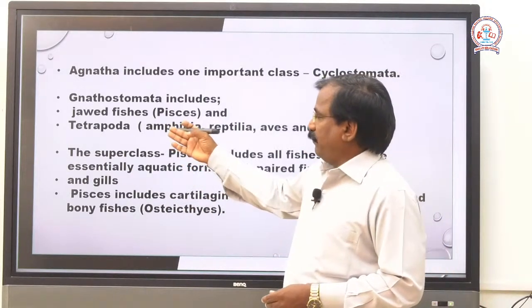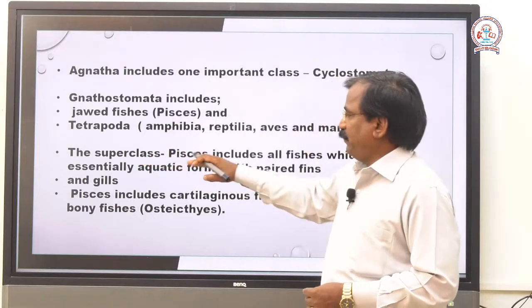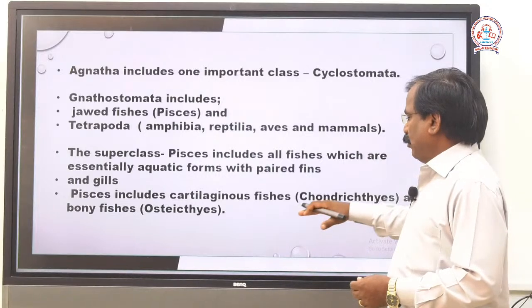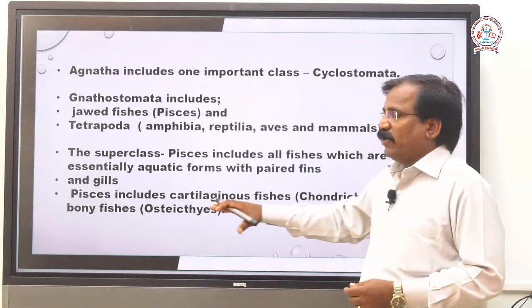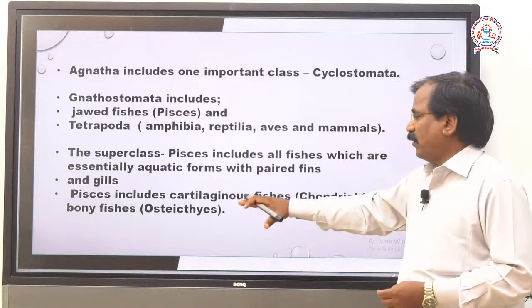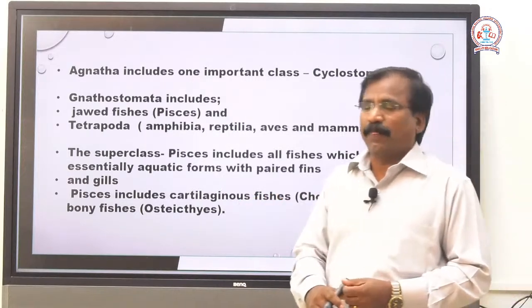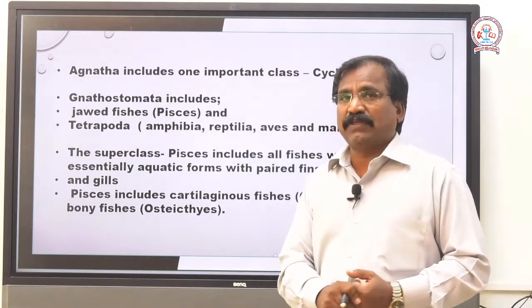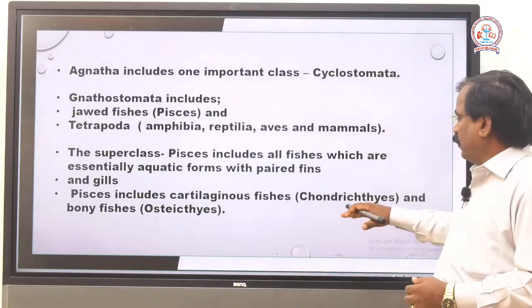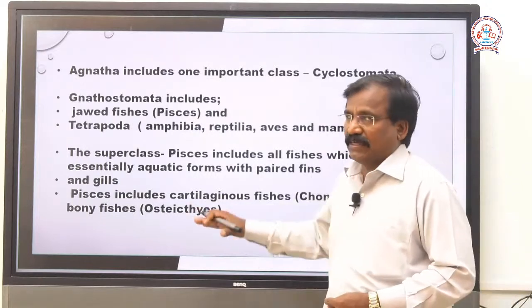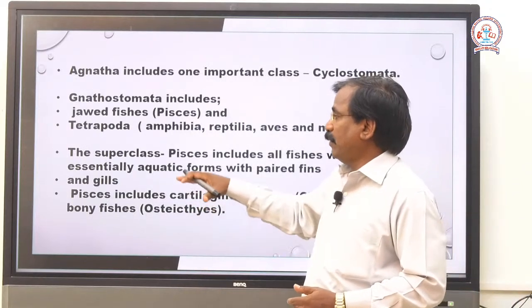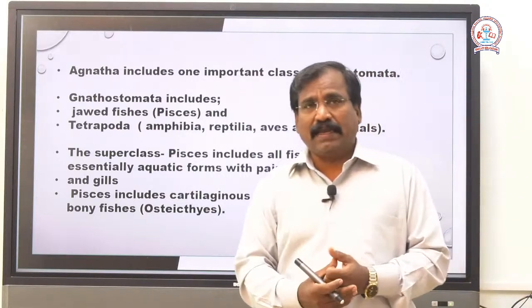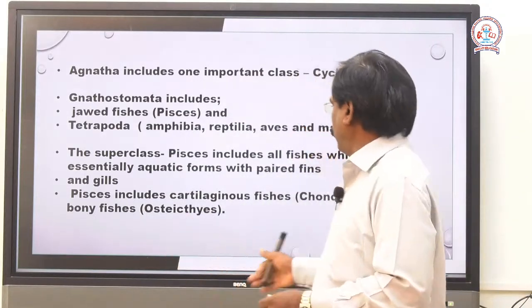The jawed fishes, that superclass, the fishes are further divided into two classes, namely Chondrichthyes and Osteichthyes. That is, cartilaginous fishes and bony fishes. So these were the classes of the superclass Pisces. Now let us discuss the characteristic features of these classes.